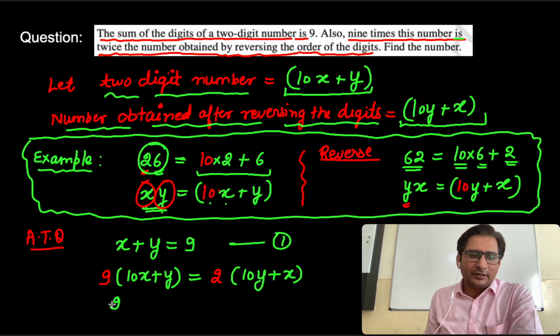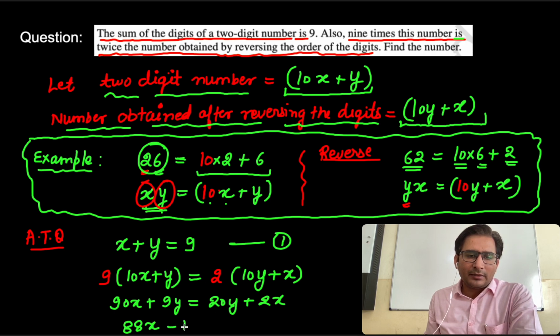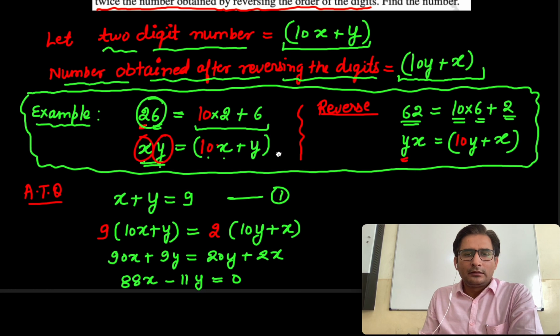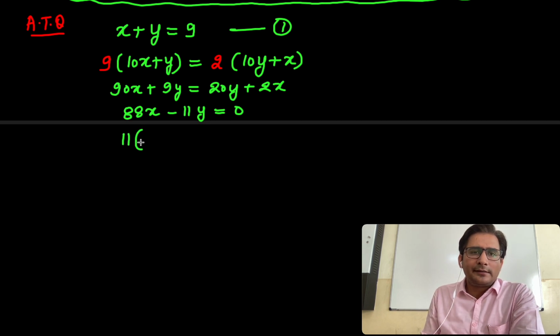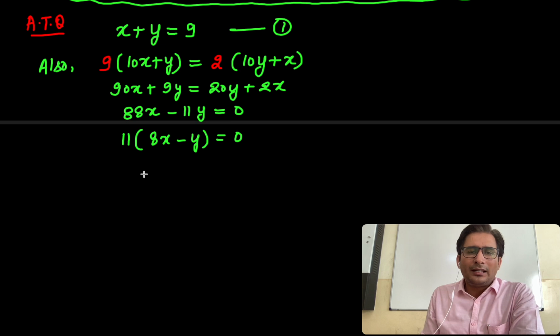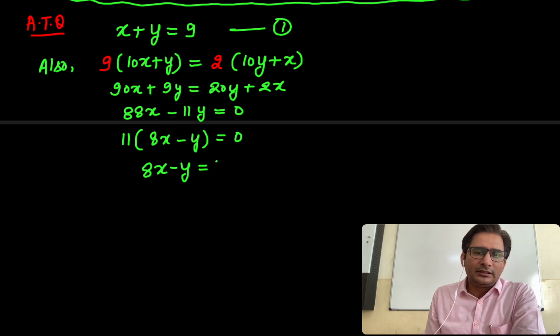Now let us simplify this. It becomes 90x plus 9y equals 20y plus 2x. Simplified, if I shift this to that side, 88x, and if I shift this 20y to this side, minus 11y is equal to 0. Now let us solve these equations. So take 11 common here. It becomes 8x minus y equal to 0, after taking 11 to the denominator of 0.